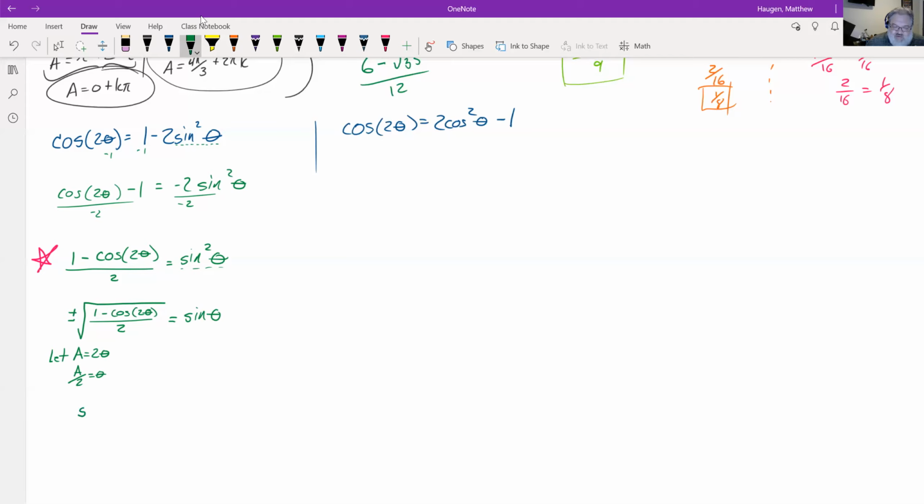If I perform those substitutions, then the sine of A over 2, the sine of half an angle, is either plus or minus the square root of 1 minus the cosine of the angle A, over 2. So that becomes our half angle formula for sine.